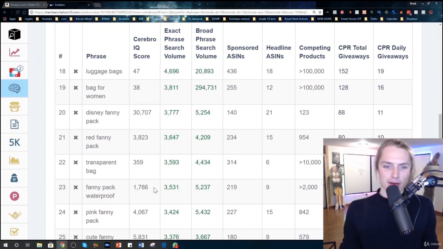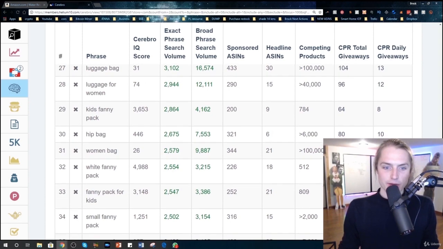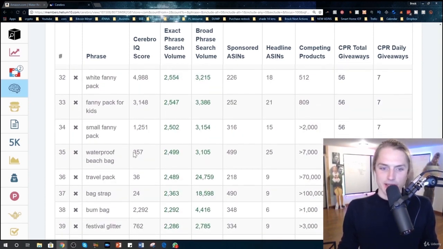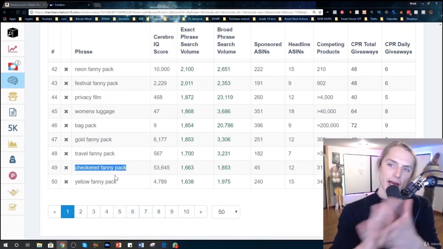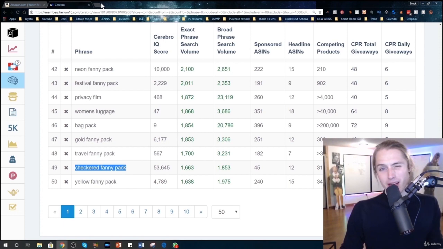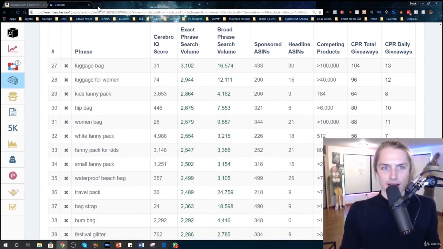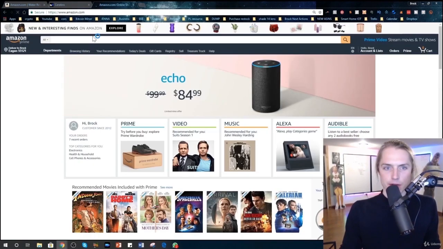It looks like the fanny pack market is seasonal, but it looks like it is hot. Funny fanny pack, waterproof. It looks like just about every part of the fanny pack market is pretty big. And people buy the fanny pack a little bit for utility, but also for costumes. So let's go ahead and look at fanny pack on Amazon quick.